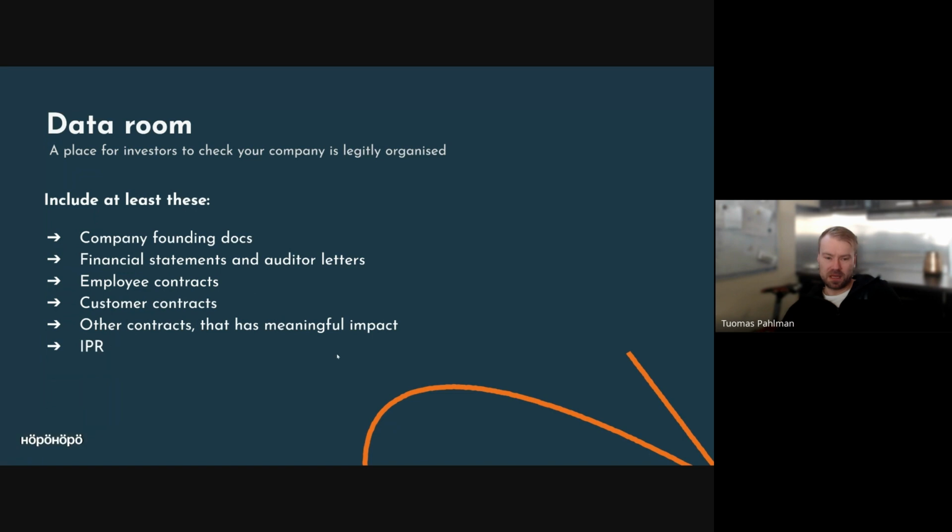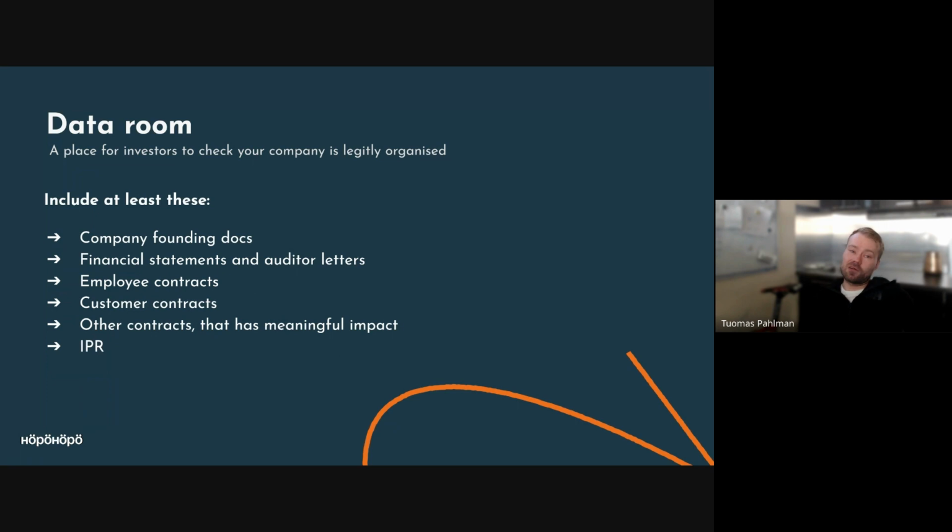And IPR naturally, if you have relevant IPR there. And Tuomas is asking, are you talking about contract examples or real contracts? In most cases, these are confidential though. Naturally they are confidential, but naturally most of this stuff is confidential.